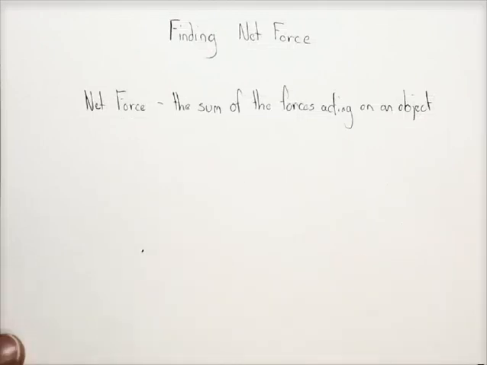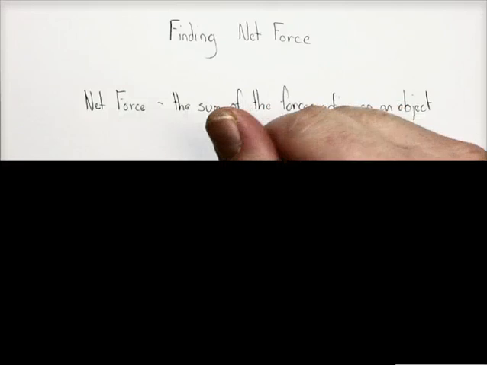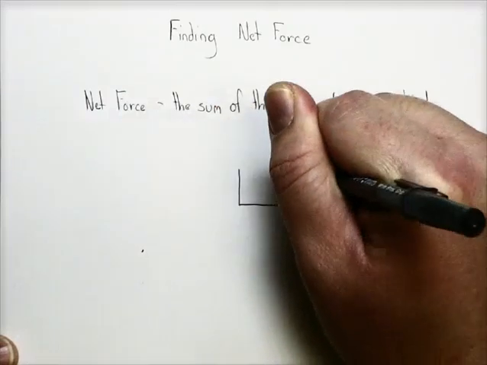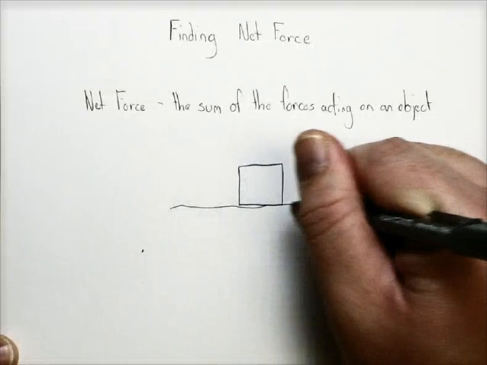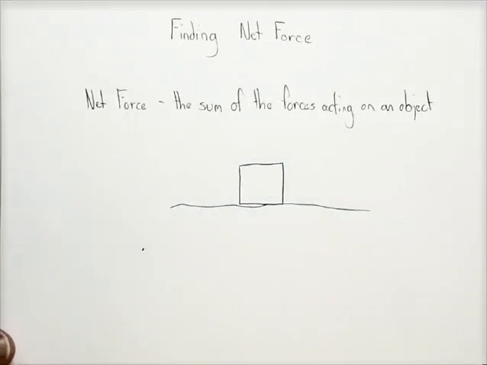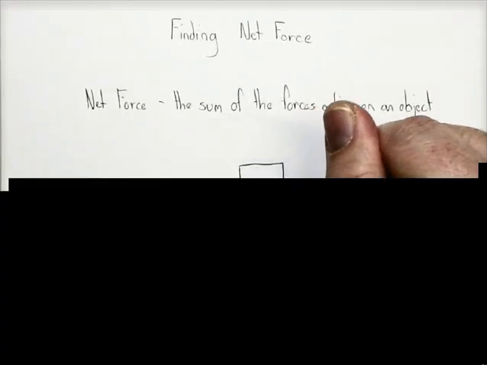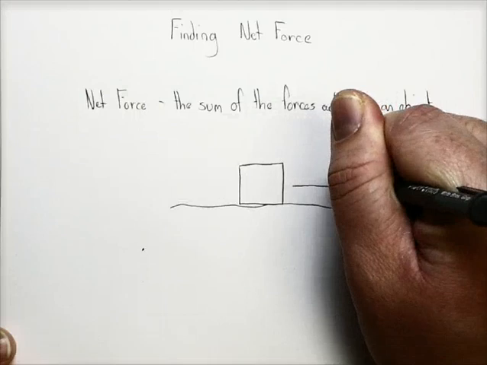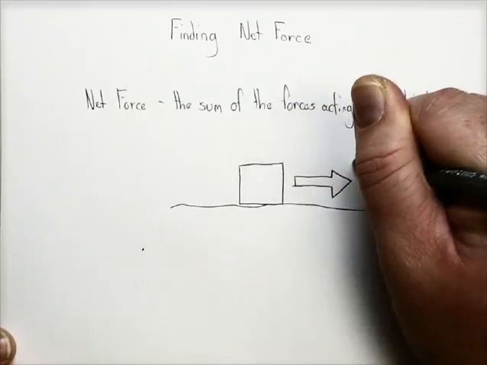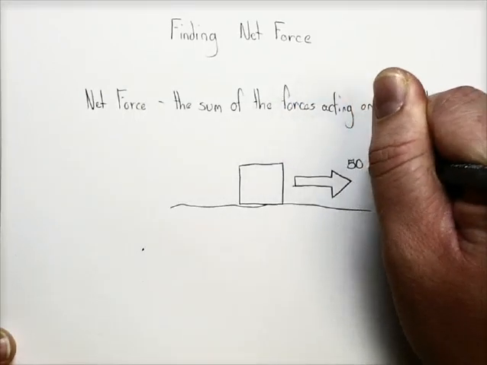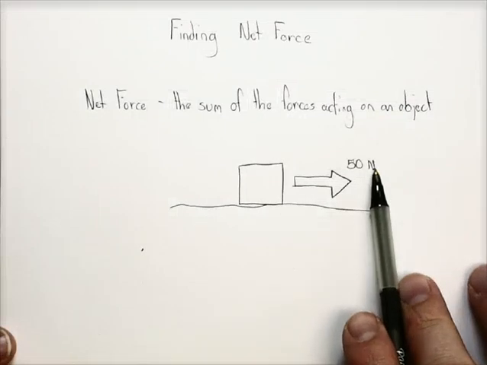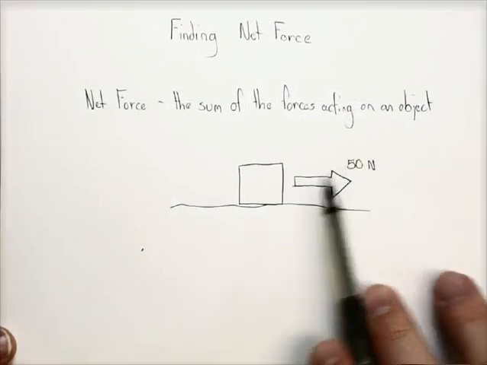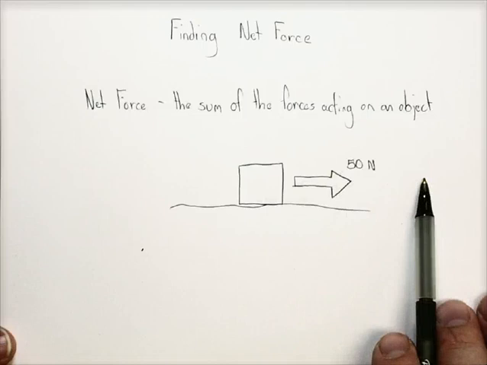So let's take a look at what that looks like. Suppose I have a big old box of widgets here, and we're going to push that along the ground. And I'm going to push it with a force of 50 newtons. And remember, the newton, abbreviated with a capital N, is the SI unit of force. So I push this with a force of 50 newtons.